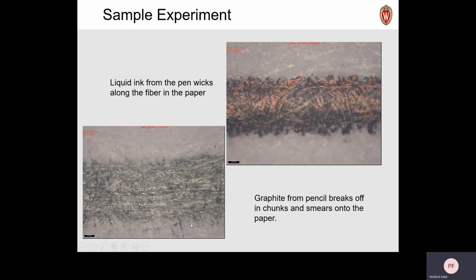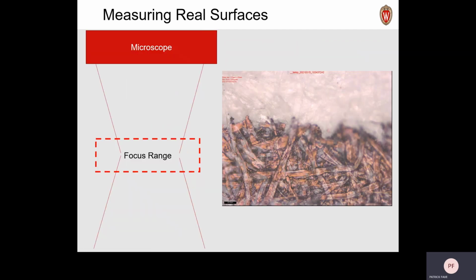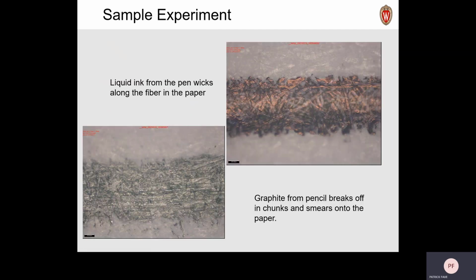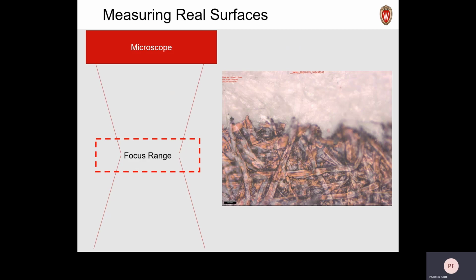If you've ever had a dark mark on your hand after writing a lot on a piece of paper with pencil, that's usually associated with these little particles breaking off and sticking to your hand. So that's the end of our sample experiment. And now, how do you use this to measure real surfaces?